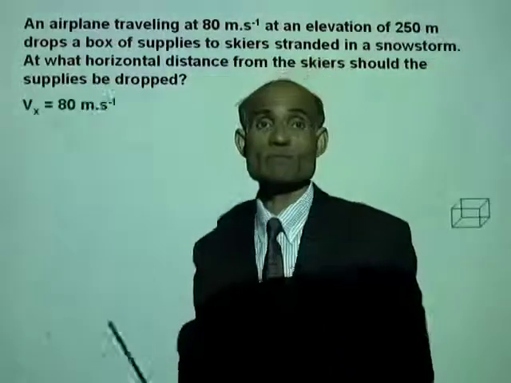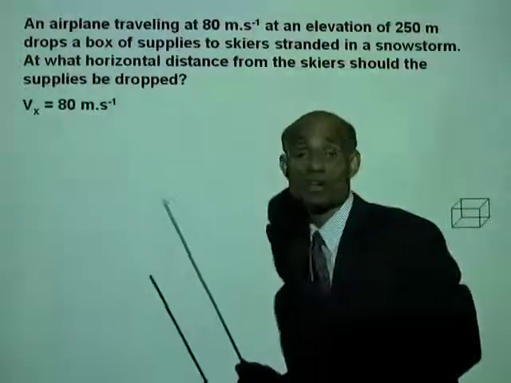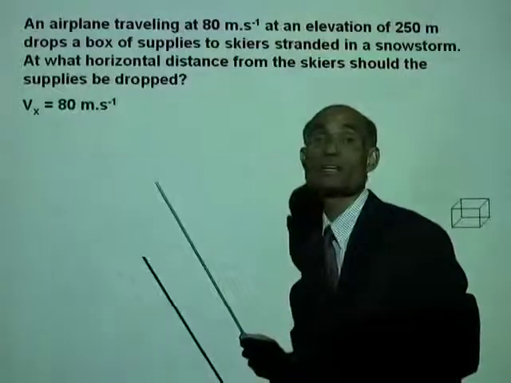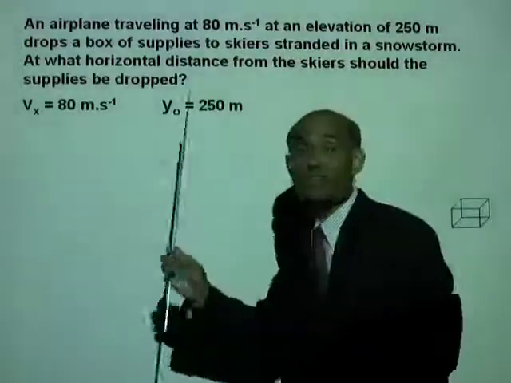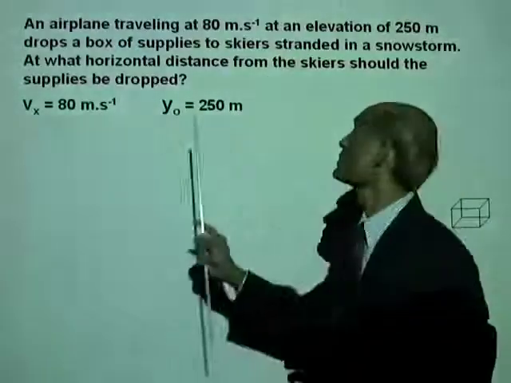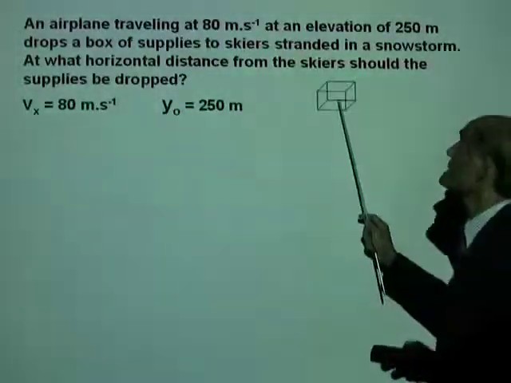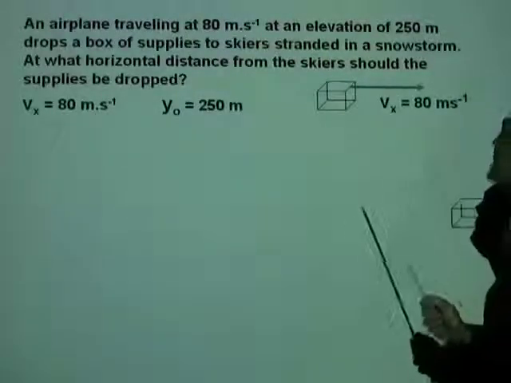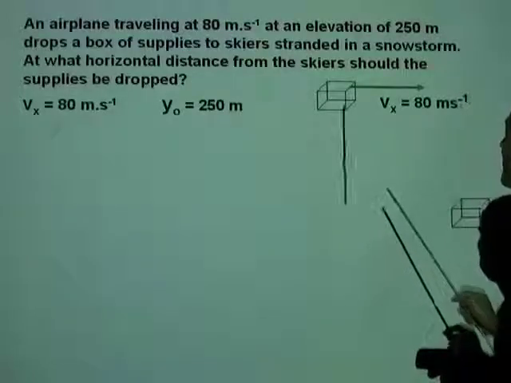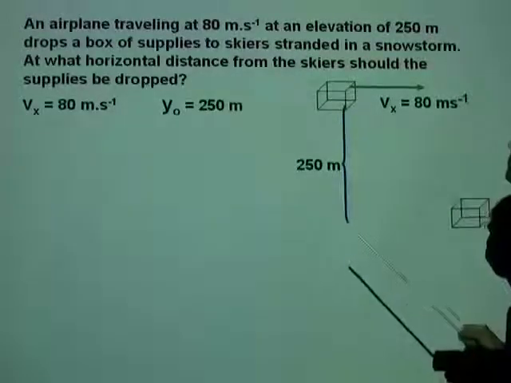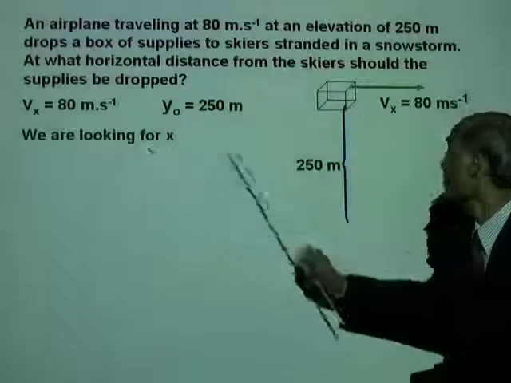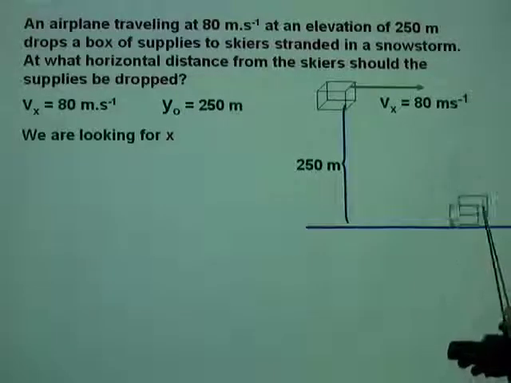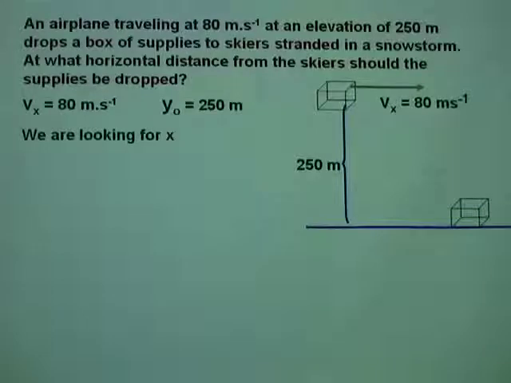Okay? All right. Vx initial, the horizontal velocity of projection, is 80 meters per second. And y0, the height from which it is projected, is 250 meters. Now here's the box that is dropped. Its horizontal velocity is 80 meters per second, and it is dropped from a height of 250 meters. We are looking for x, this distance, that is, where the box comes and falls on the floor.